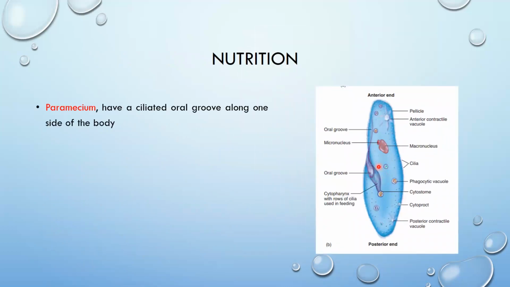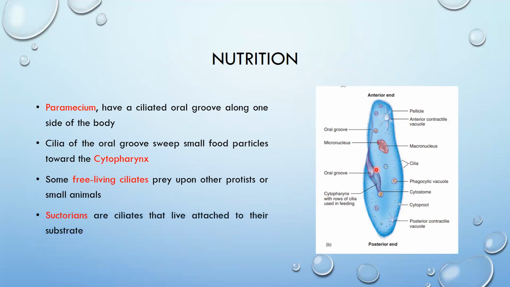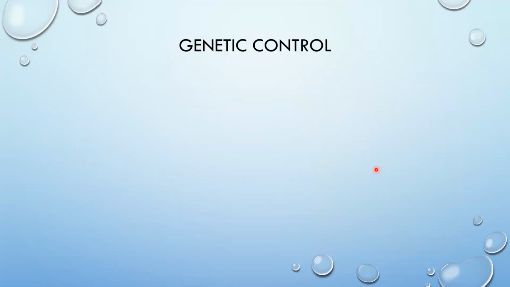Paramecium has a ciliated oral groove along one side of the body. Cilia of the oral groove sweep small food particles towards the cytopharynx. Some free-living ciliates prey upon other protists or small animals. Suctorians are the ciliates that live attached to their substrates. Now the genetic control of the Paramecium.